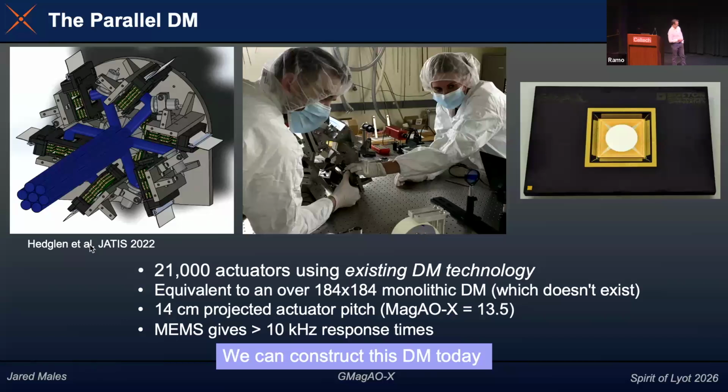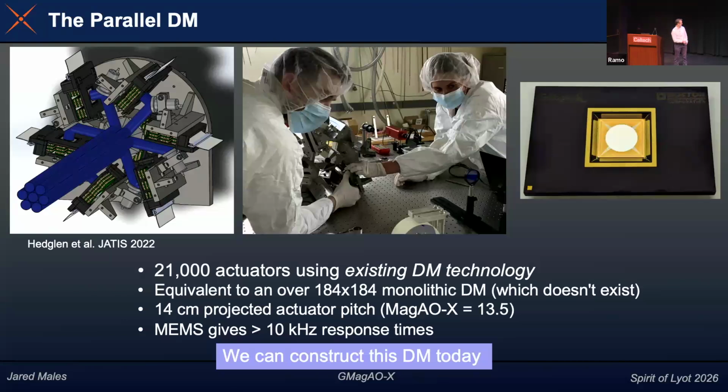We have created what Laird has dubbed the parallel deformable mirror. And so here you'll see the GMT pupil, the 7 segments here, going into this beam splitter. And what it does is it disassembles the GMT pupil, images each segment on its own 3000 actuator MEMS DM, and then reassembles the pupil. And we've demonstrated that we can at least do imaging with this system in the lab. So here's Alex and Maggie aligning the prototype parallel DM. So this is 21,000 actuators. This is equivalent to a 184 by 184 DM, which you can't buy today, but you can make one.